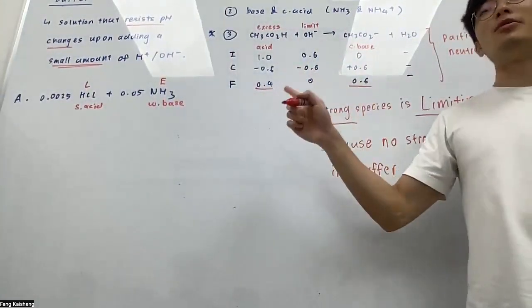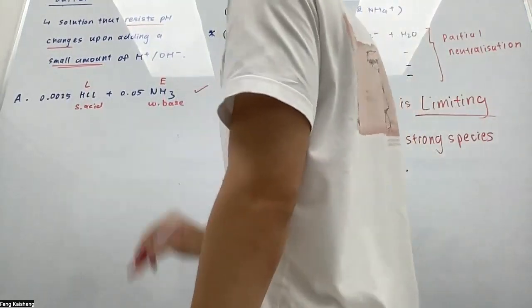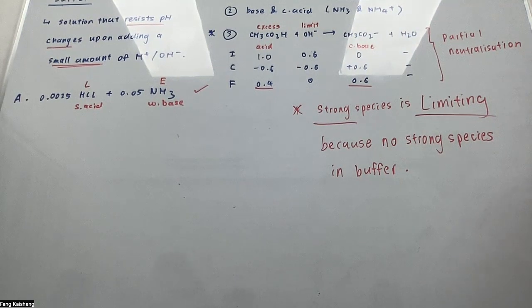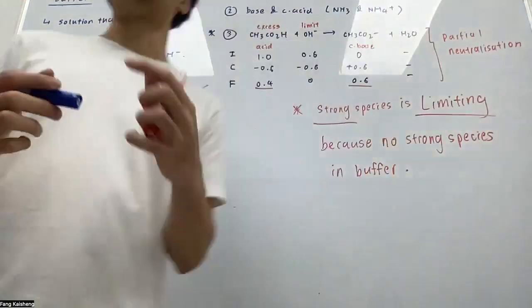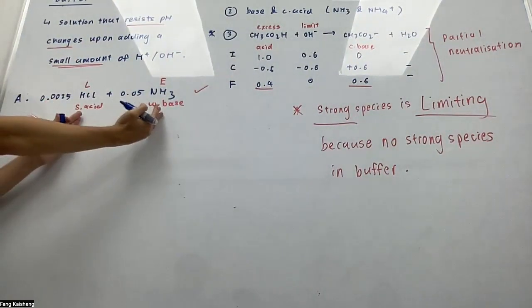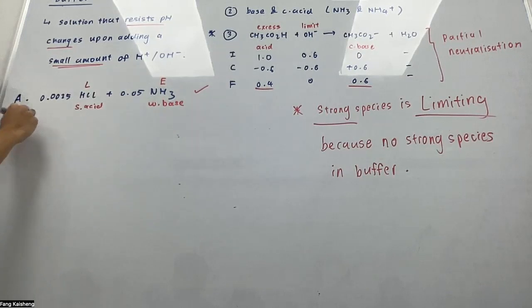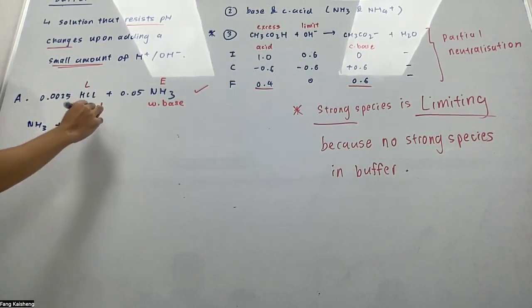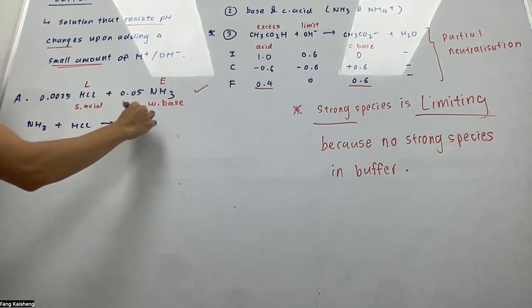I already explained why strong must be limiting. You can't have it at the end of the day. So A is correct. Is it a conjugate pair? No. Do you all notice, this is not a conjugate acid-base pair. That's why they proceed in a reaction, because the acid and base react. So what actually happens is this: the acid and base will react to form NH4+.